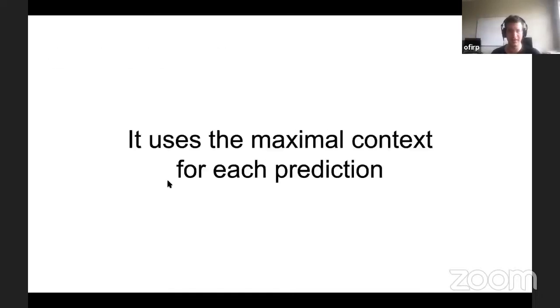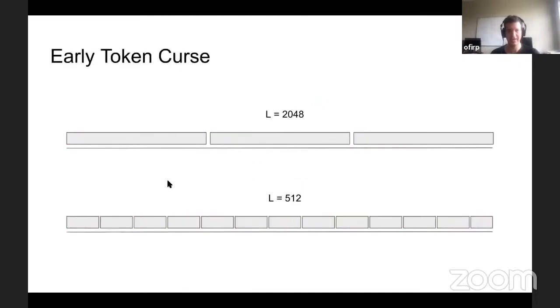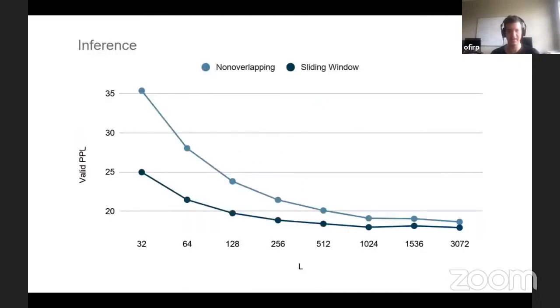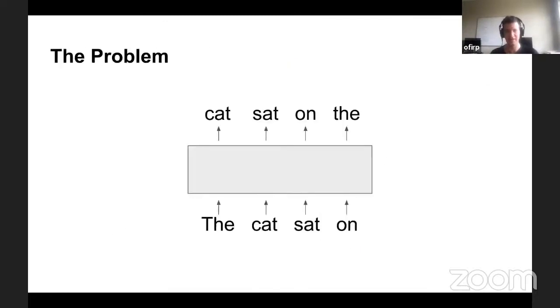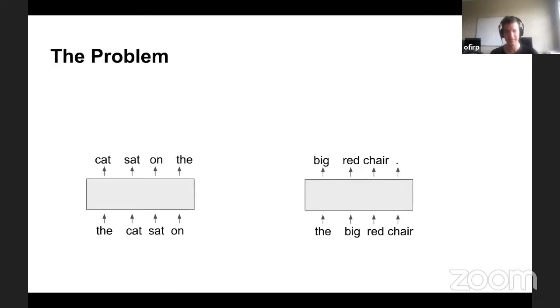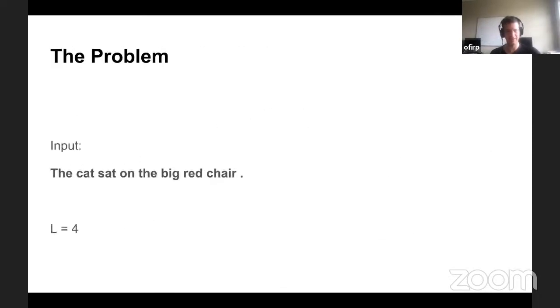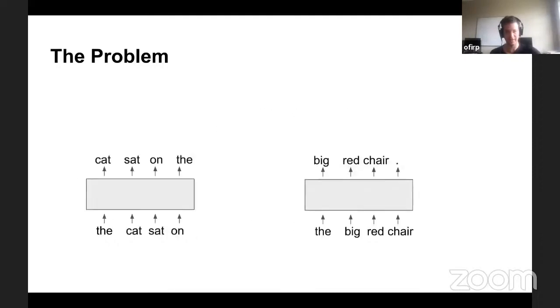When we do the sliding window, every token has the max. We're sliding the window by one token each time, so every prediction has the maximal context that you could ever give it. So this is the non-overlapping case. We have this toy sentence and we're splitting it into two. In the non-overlapping case, this prediction here, "big", only has one token of previous context.